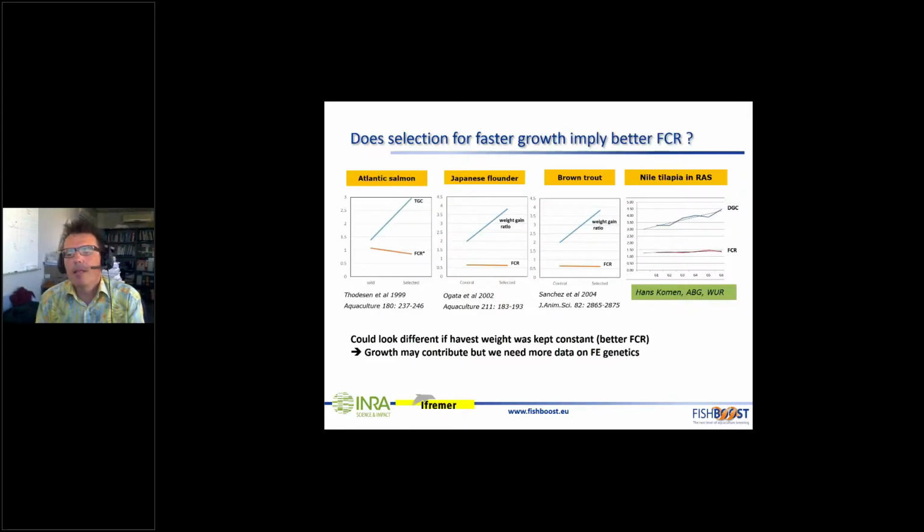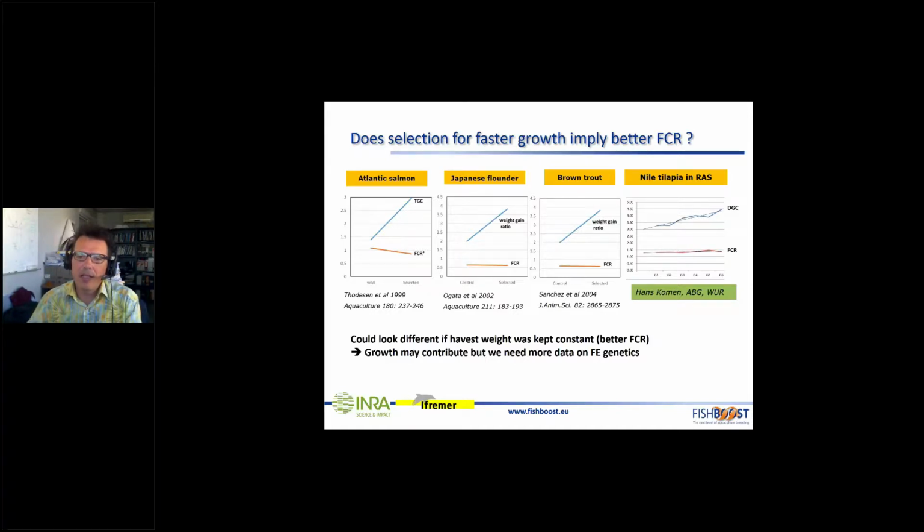But one interesting, important question is, does selection for faster growth imply better FCR? And here I focus on experiments where you have response to selection. So I said it's easy to select for faster growth. So there have been many experiments of response to selection. And in some of them, FCR has been measured also.